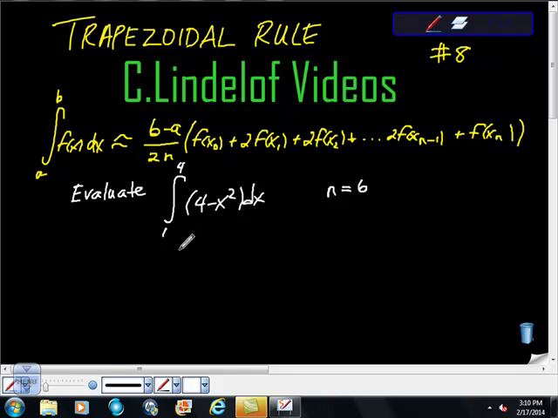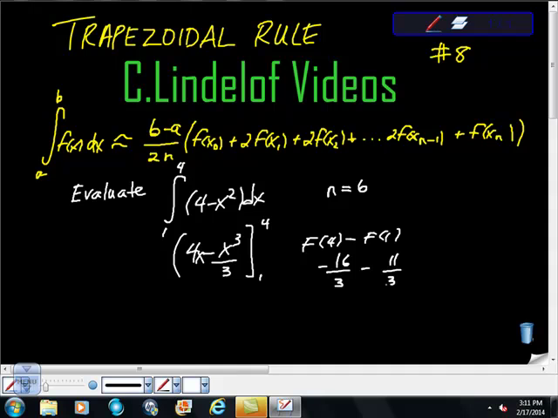First, just take the integral, which would be 4x minus x cubed over 3, wouldn't it? As evaluated from 1 to 4. Sorry, 4x here. And if you evaluated that, using the fundamental theorem of calculus, you'd get f of 4 minus f of 1. And that would give you negative 16 thirds minus 11 thirds, which would equal negative 27 thirds, which would equal negative 9. So there's our exact answer using definite integration.